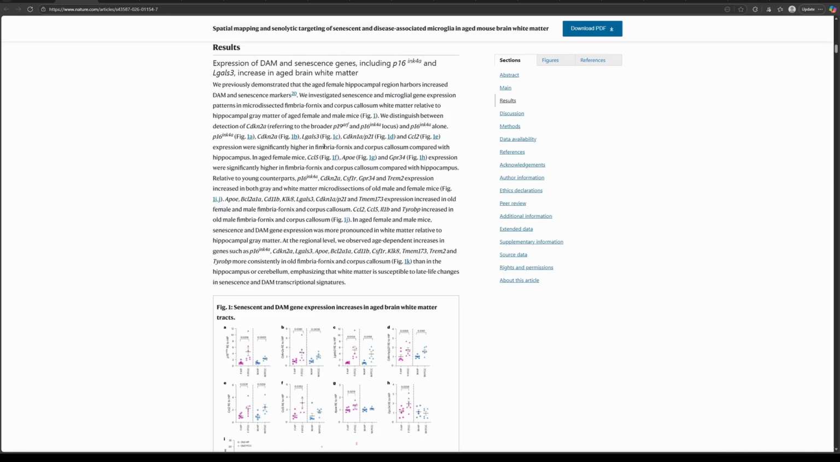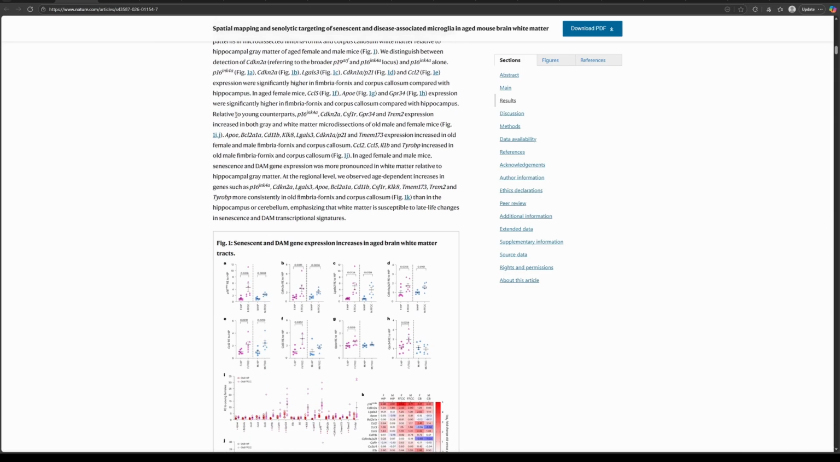Expression were significantly higher in fimbria fornix and corpus callosum compared with hippocampus. So in the specific type of white matter next to the hippocampus, it's much higher than in the hippocampus itself. And specifically in female mice, it seems to be happening faster or to a larger degree. Expression in female mice was significantly higher in the fimbria fornix and corpus callosum compared with the hippocampus.